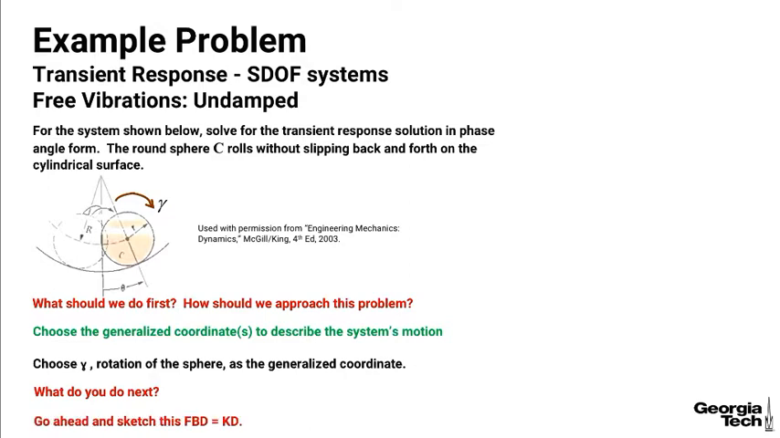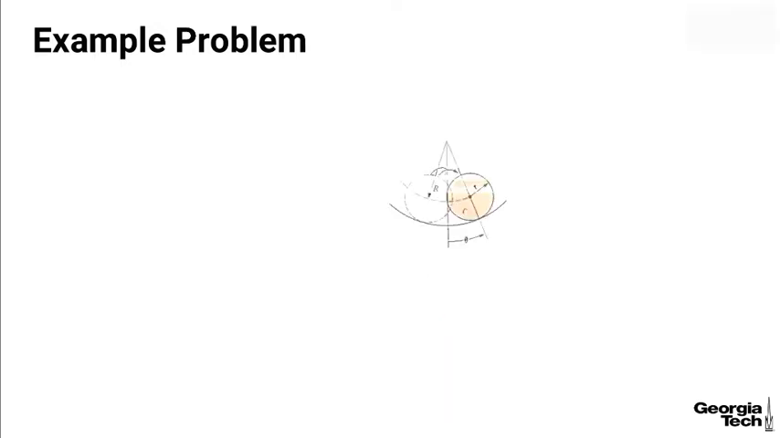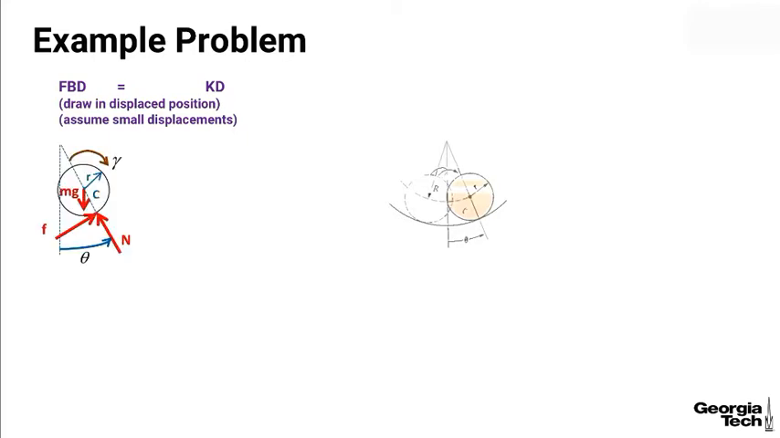What you should say is you want to go ahead and sketch the free body diagram equals kinetic diagram. And so here's my sphere. I'm going to show the vibrating system in its displaced position, and I'm going to assume small displacements. So on my free body diagram, which you should be very adept at doing now, right? It should be easy to do free body diagrams.